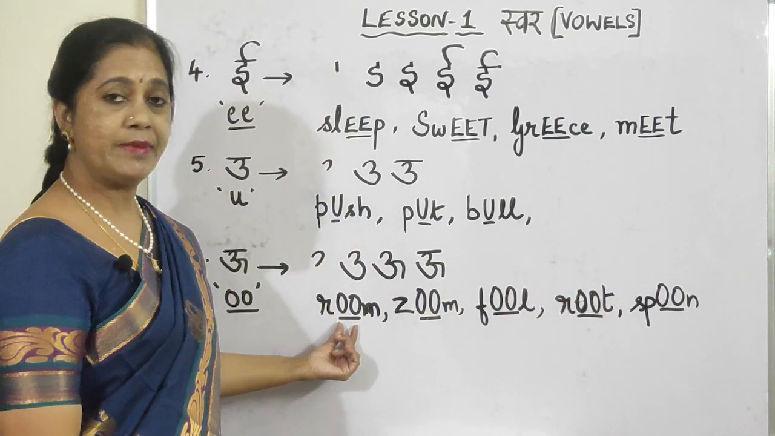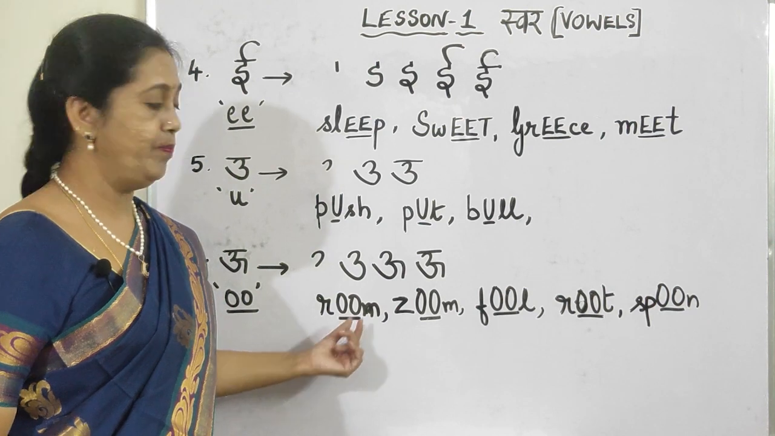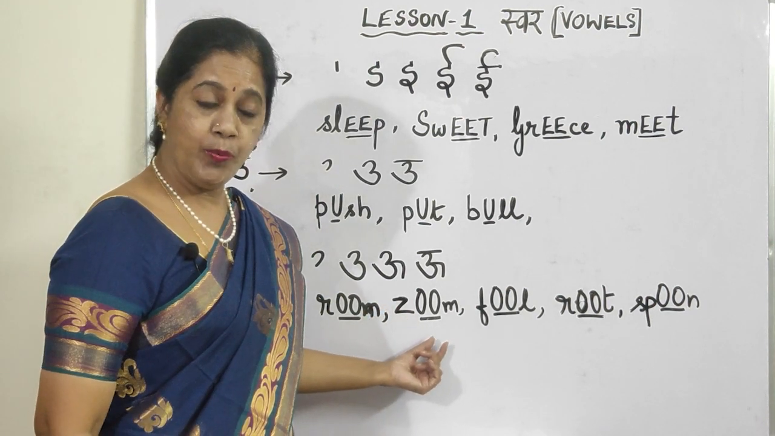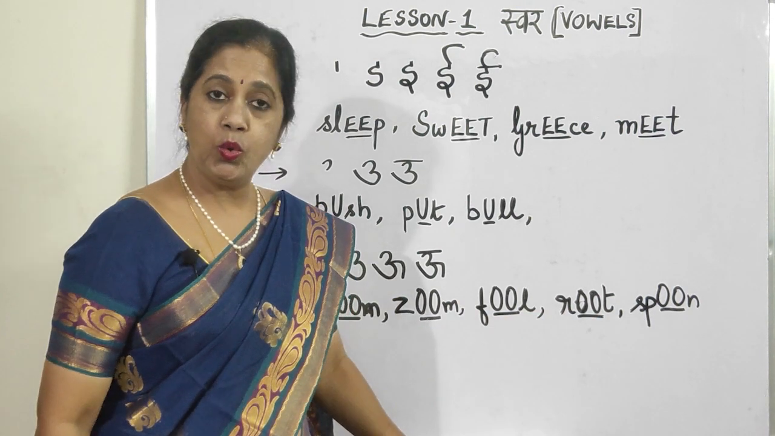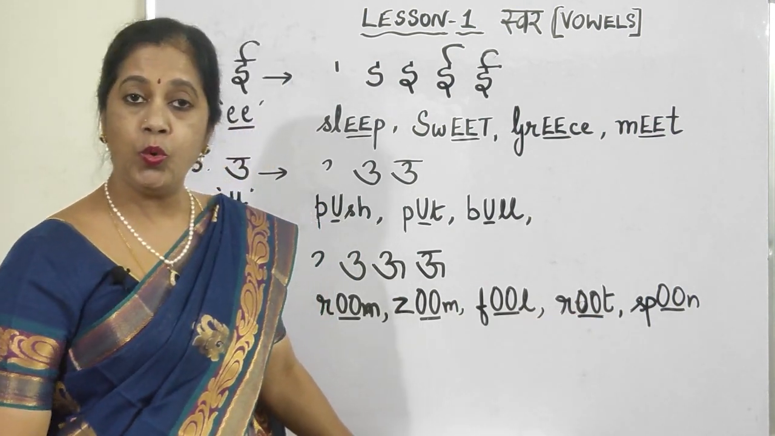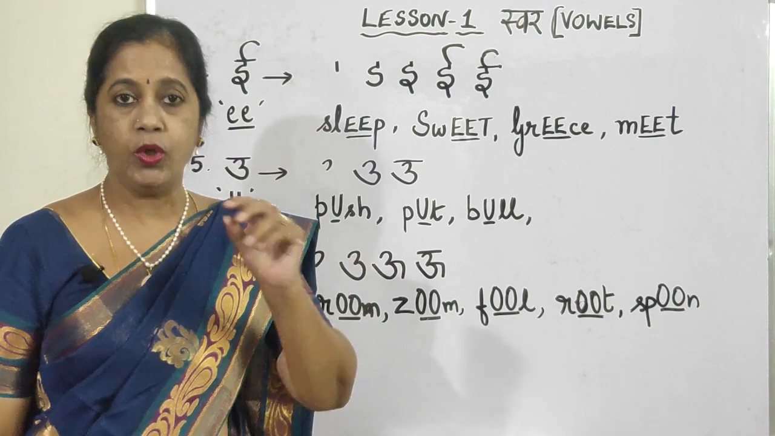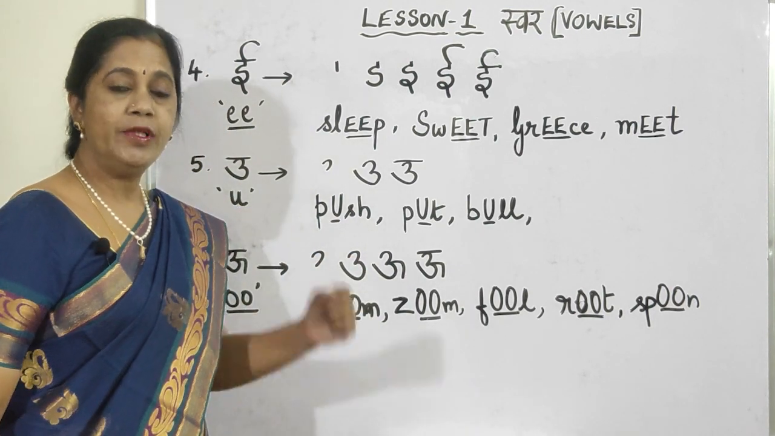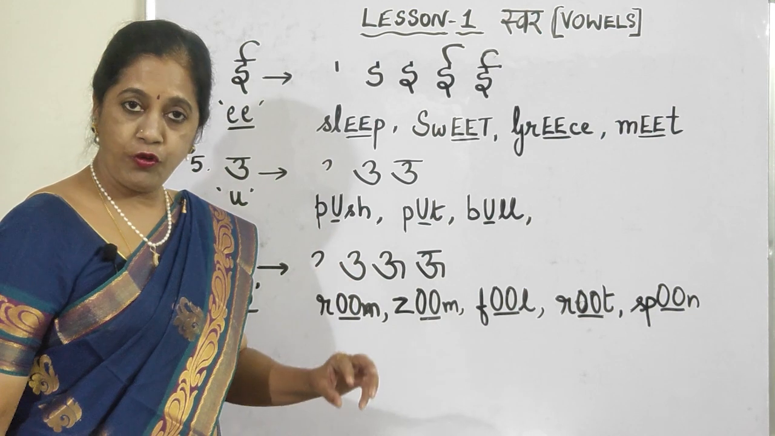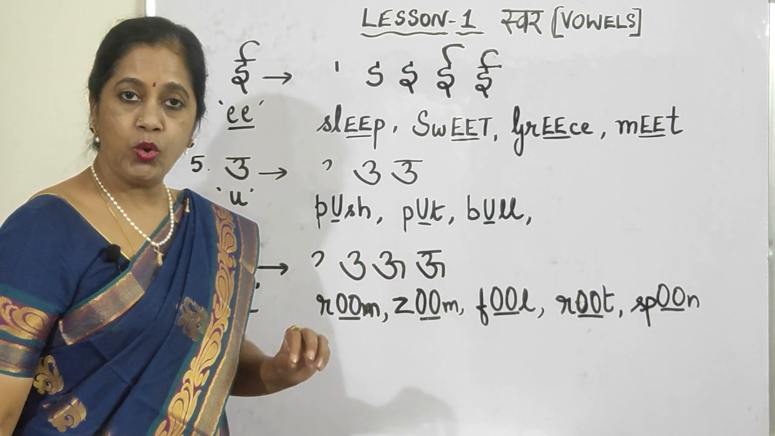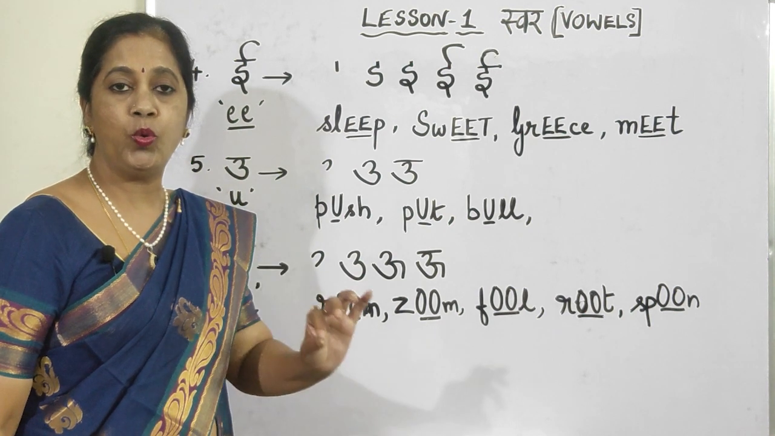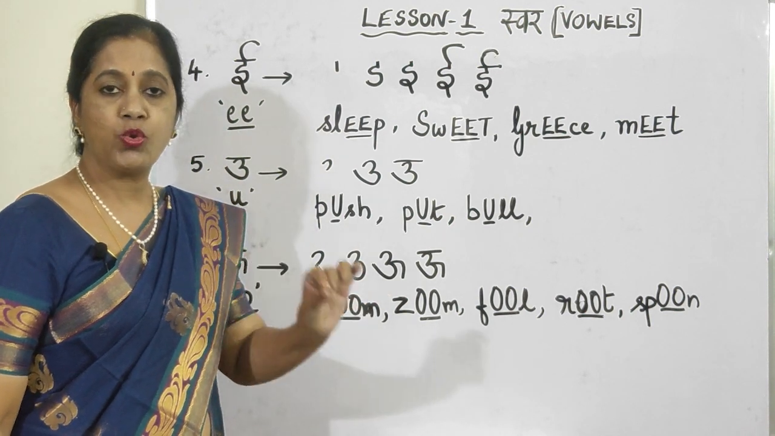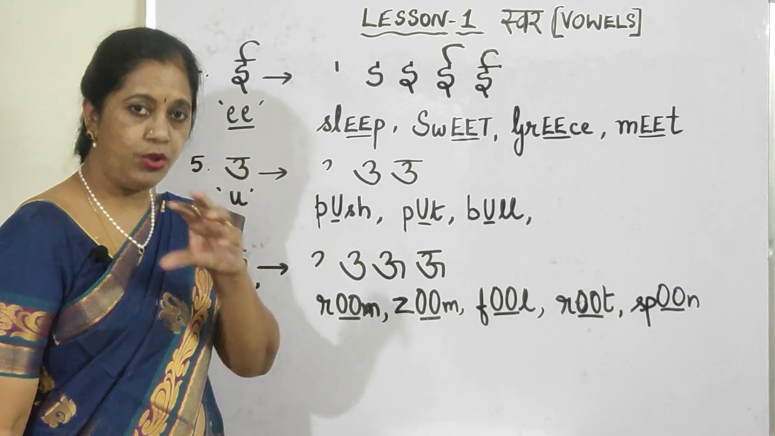Now the words for that, the letters which I've underlined, that is the sound. See how I'm taking it: room, zoom, fool, root, spoon, oo. Okay, room, zoom, fool, root, and spoon. Okay, spoon, root, zoom. So it has to go that way.